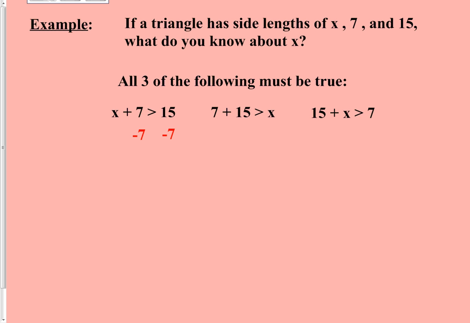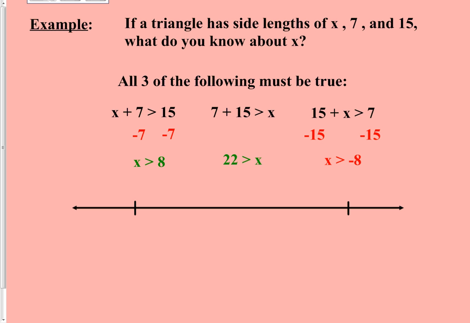Okay, so solving the first inequality, let's subtract the 7 away from the x, and that will give us a statement of x is larger than 8. In the center, 7 and 15 will add together to be 22. 22 must be larger than x. On the right inequality, we're going to move the 15 away from the x. Subtracting it to the other side, we have a statement of x is greater than -8. And again, we will disregard this inequality because there's no such thing as a negative side length.